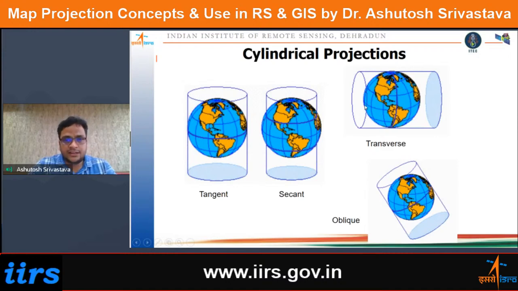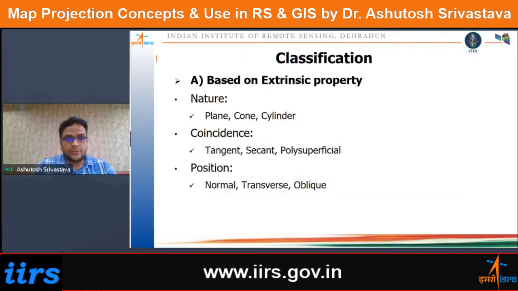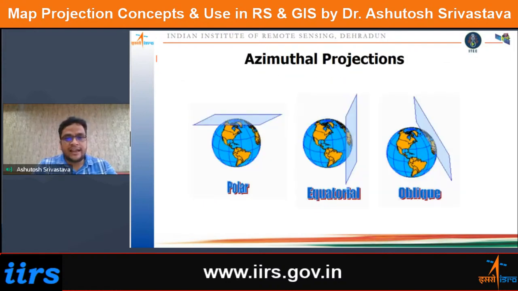So this is basically a transverse case, but it is a tangent case. If you see this figure, here it is the tangent case and the normal case. Here, the secant case and the normal case. And here, if we move this like this, and make it in the transverse position, then it will be a secant case and the transverse one. So different types of map projections can be created using this.